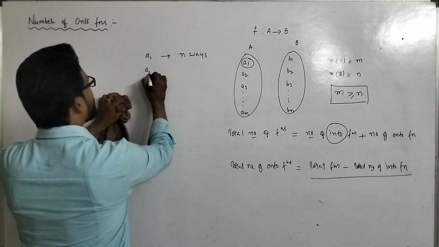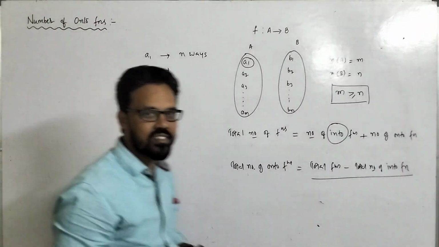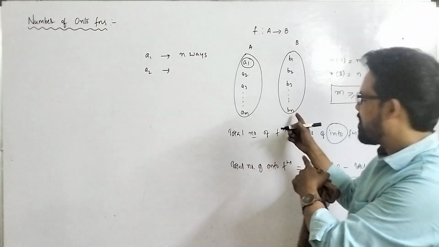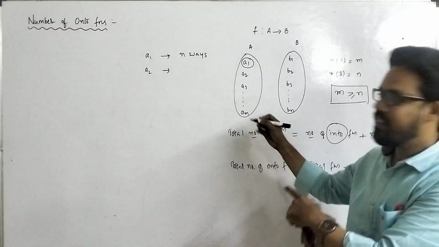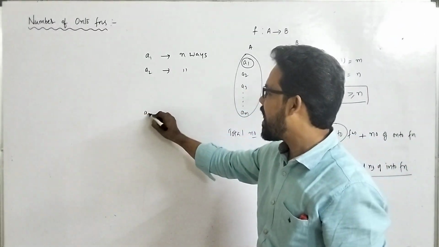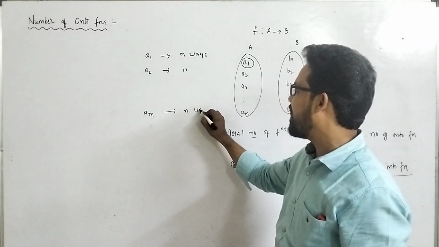Similarly, A2 also how many ways? N ways. A2 also n ways since Bn are there. Similarly, A3 also n ways. Understand? Therefore, Am also n ways.